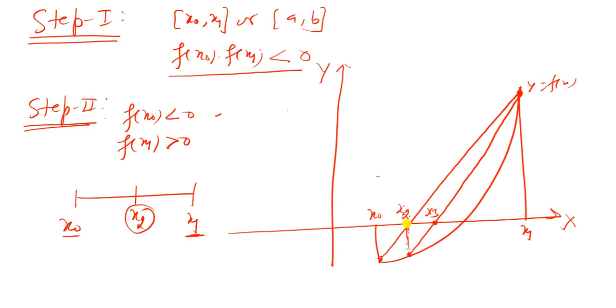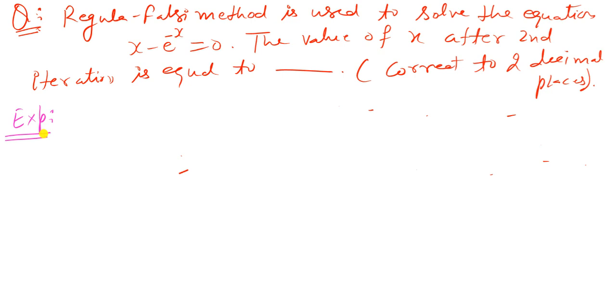of decimal places. Now explain this method with the help of a question. Regula falsi method is used to solve the equation x minus e raised to the power minus x is equal to 0. Then compute the value of x after the second iteration correct to 2 decimal places.